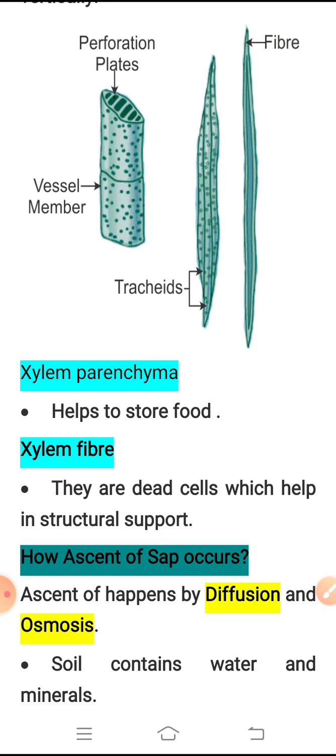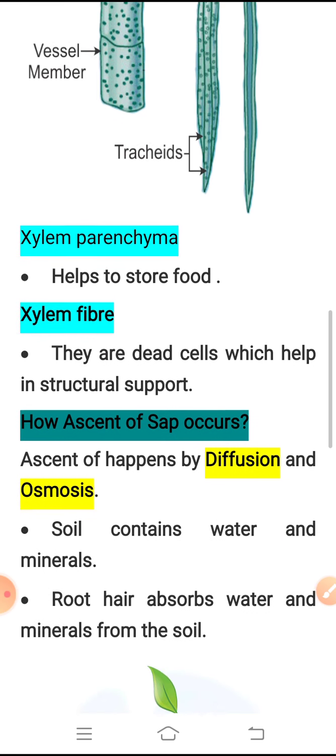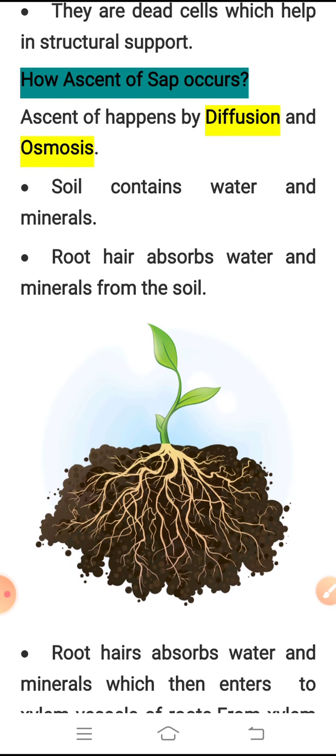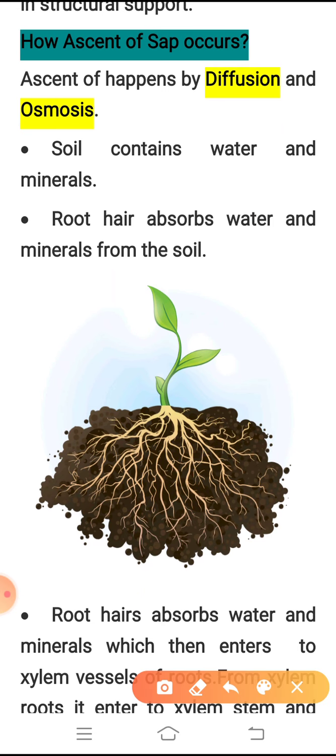Okay. So now the question is how the ascent of sap occurs. You understood what ascent of sap is, right? It is the movement of water and minerals from root to aerial parts of the plant. Then how is this ascent of sap taking place? It is in the xylem, that is the tracheids and the vessels. They perform some kind of physical process. Let us understand about it.